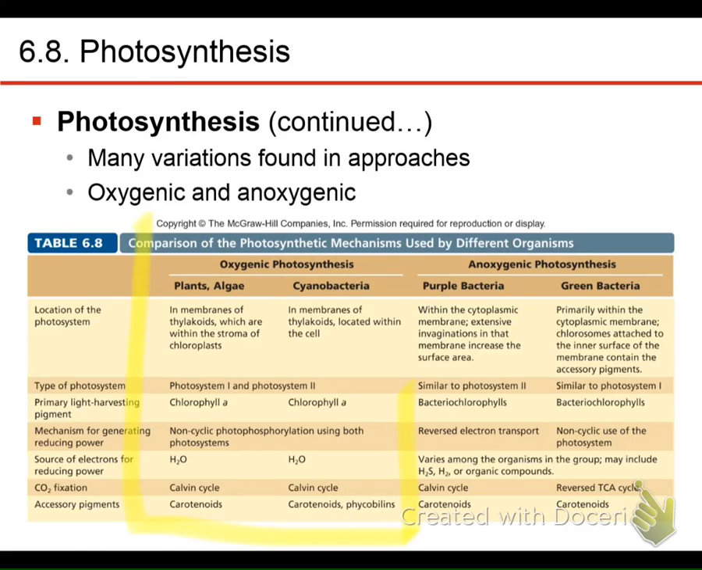So these guys, I said you're familiar with, the plants, algae, and the cyanobacteria, right? Because they do photosynthesis the way that you know it. Look what we call the type of photosynthesis they do. We call it oxygenic photosynthesis. What does oxygenic mean?